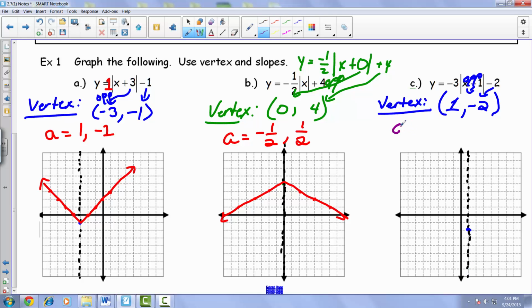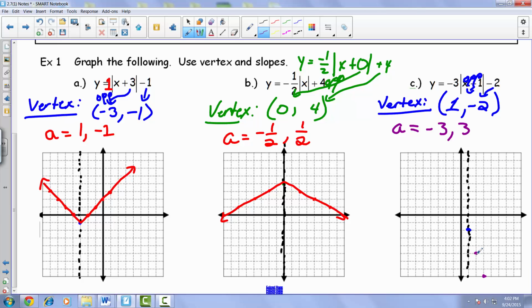Now focusing on the slope, we see that we have -3 as our slope. Taking the opposite of that, we also have +3 as our slope. So from this point, because it's negative, we're going to be opening downwards. So from that point, we're going down 3 over 1. Down 3 over 1. And again, this really should mirror this.